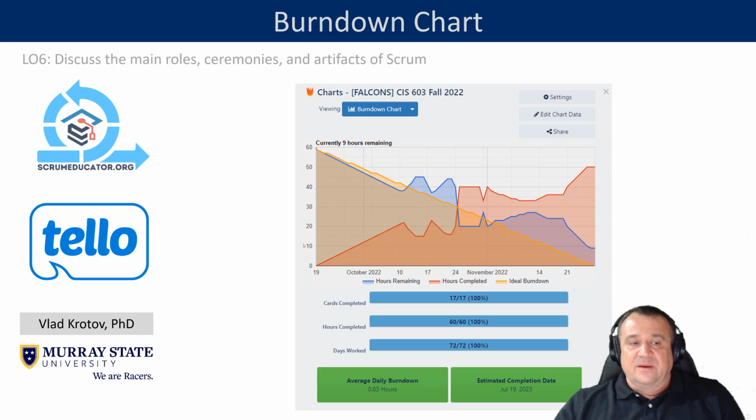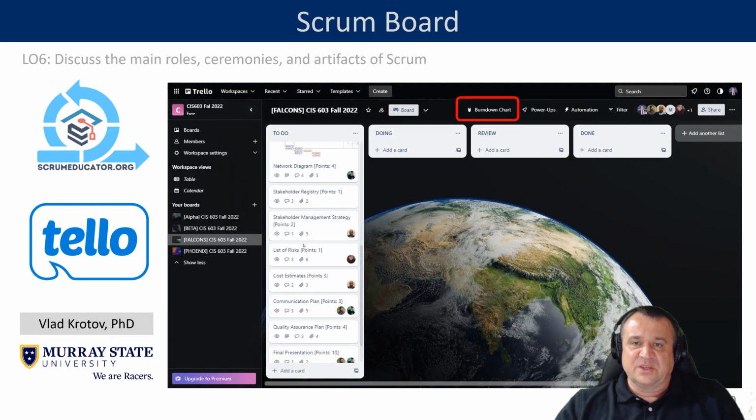Now, there is something called a burn down chart. There is another important artifact that is connected to the Scrum board. You see, for every user story or for every card, you have story points. So here we have 4, here we have 1. Now, a story point can be an abstract scale. I usually use person hours.